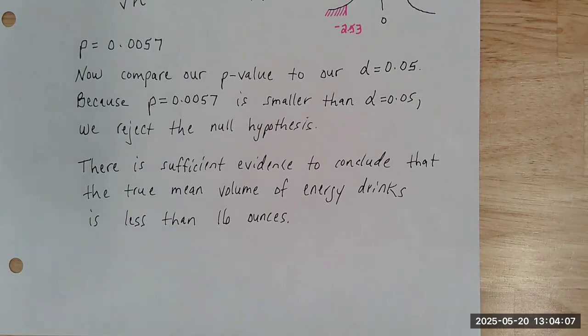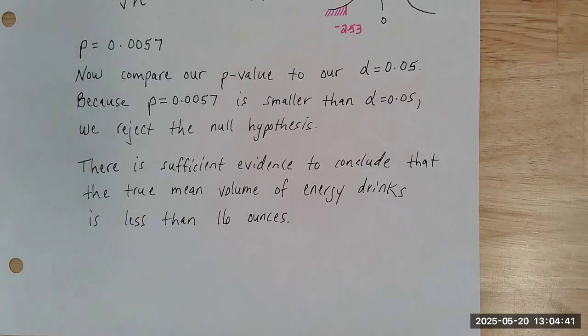If the p-value is bigger than alpha, we fail to reject the null hypothesis. And what I would write is there is not sufficient evidence to conclude that the true mean volume is less than 16 ounces. But in this case, there was. Yes. I'm sorry, can you repeat what you said? If the p-value is bigger than the alpha, that would be what? If the p-value is bigger than the alpha, we fail to reject the null hypothesis.